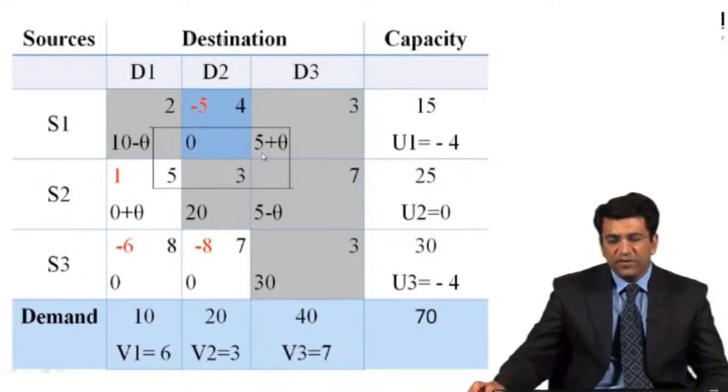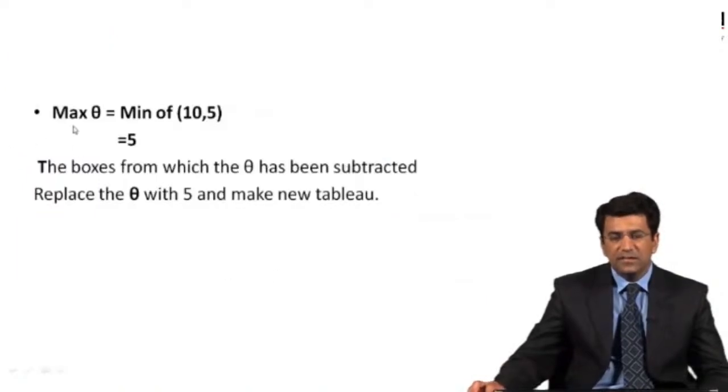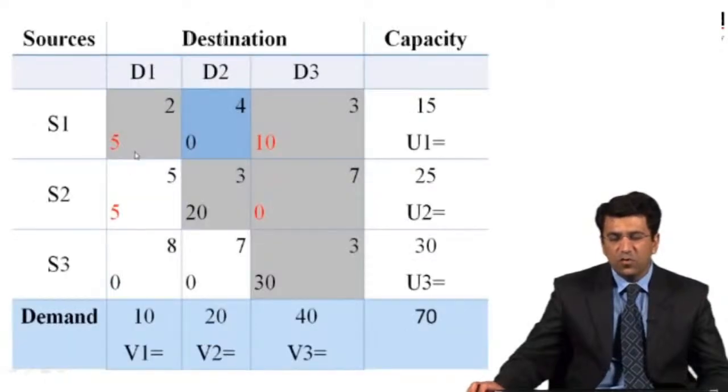Similarly, in this particular step, 5 plus theta, that is 5, it will become 10. In this cell 5 minus 5, it will become empty or 0, and again 0 plus theta in this cell S2 D1, it will become 0 plus 5, that is 5. All the other cells will remain same. So we will just change the values in that particular loop by incorporating the value of theta. So this is our theta, that is 5, and after incorporating that value of theta, this is our new table, students.